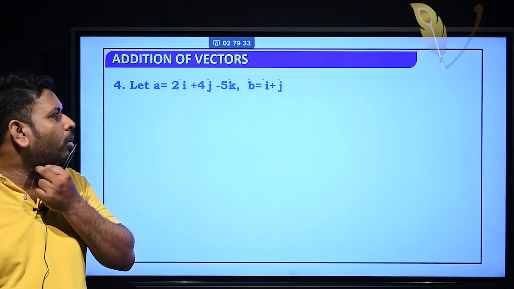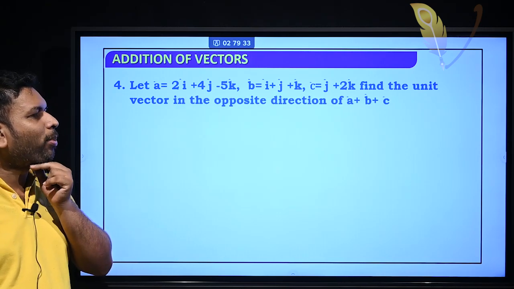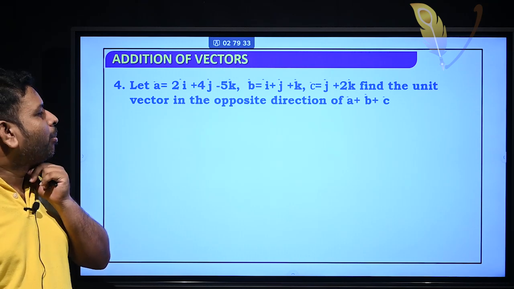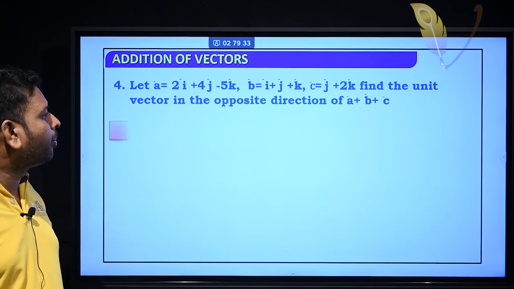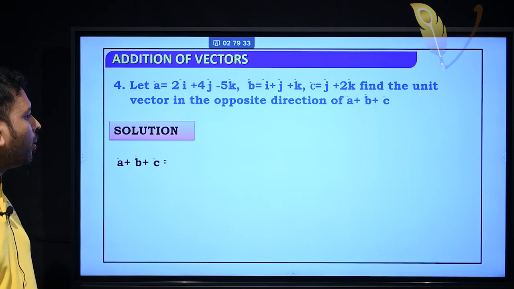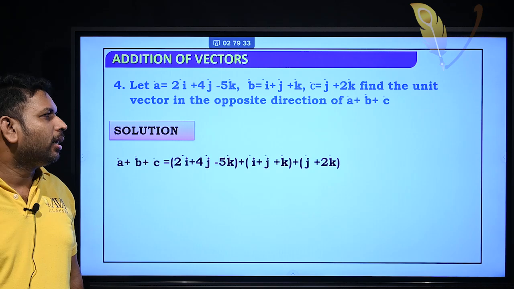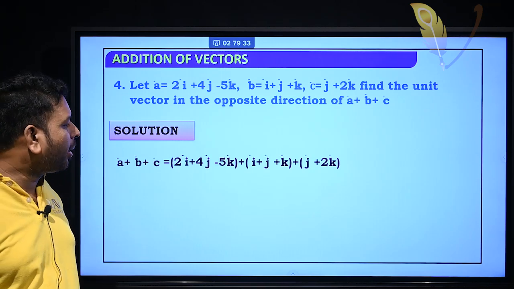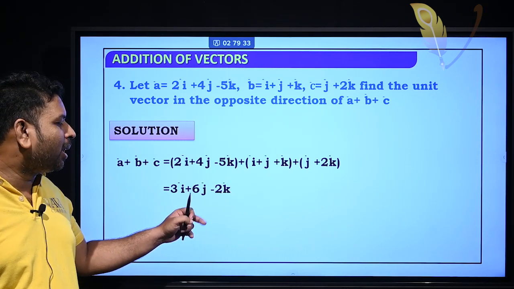Let A equal to 2I cap plus 4J cap minus 5K cap, B equal to I cap plus J cap plus K cap, C equal to J cap plus 2K cap. Find the unit vector in the opposite direction of A plus B plus C. Solution, A plus B plus C equal to 2I cap plus 4J cap minus 5K cap plus I cap plus J cap plus K cap plus J cap plus 2K cap. This equal to 3I cap plus 6J cap minus 2K cap.